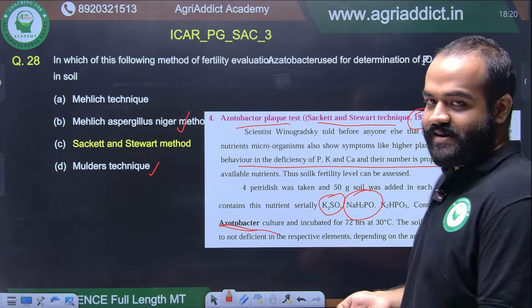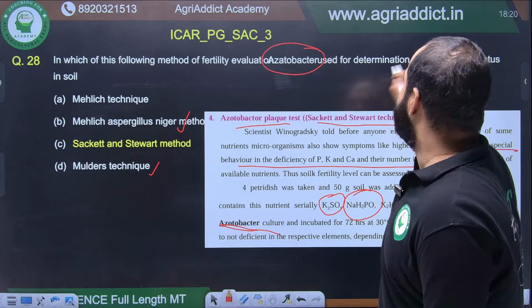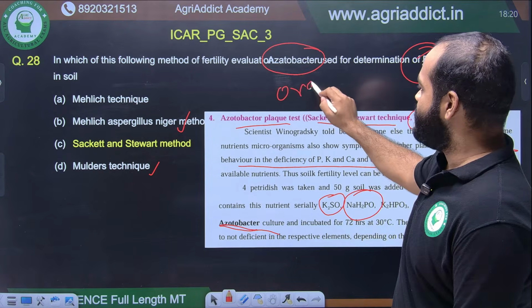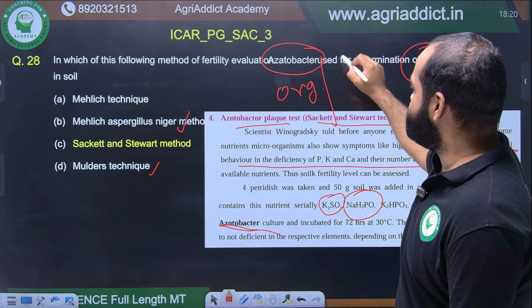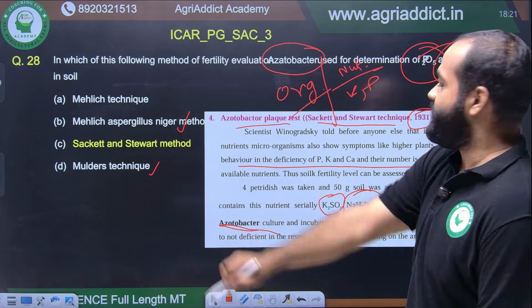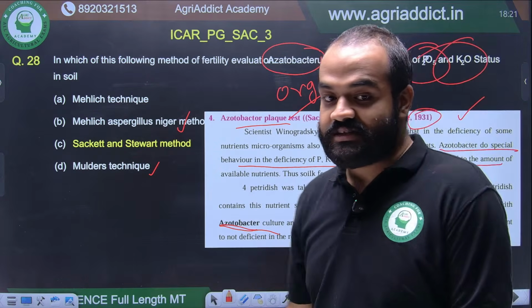But you should know at least two lines: which organism is used and what are the nutrients that are measured. You can make a table also: organism, nutrient, like that. All right, fertility evaluation is very important. You can expect questions. This is very important.